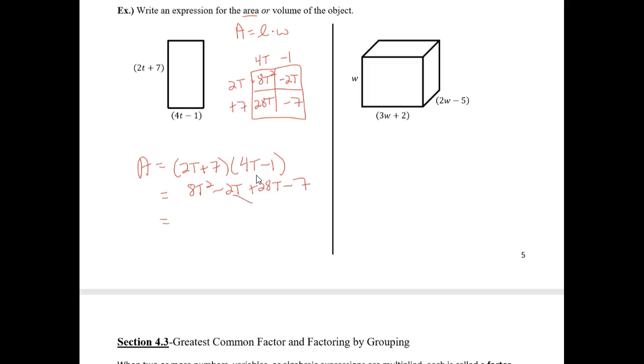I combine my like terms that I see, bring down my 8t squared. Negative 2t plus 28t is a positive 26t, minus 7. And there is an expression to represent the area of that figure. Try the one on the right, keeping in mind that volume is length times width times height.